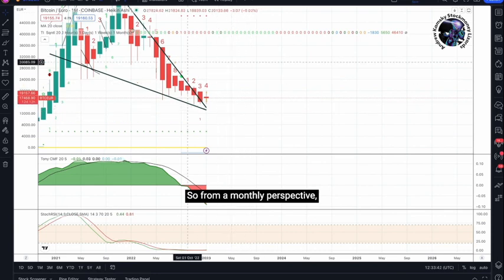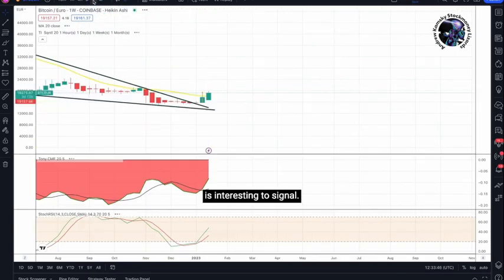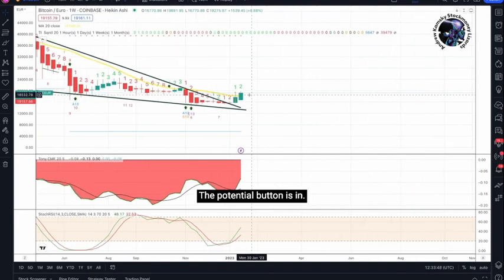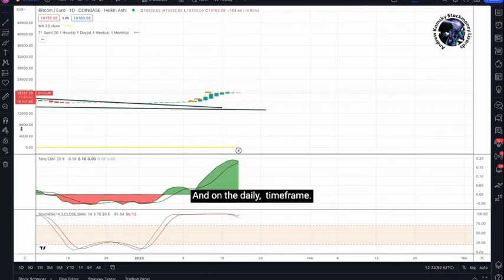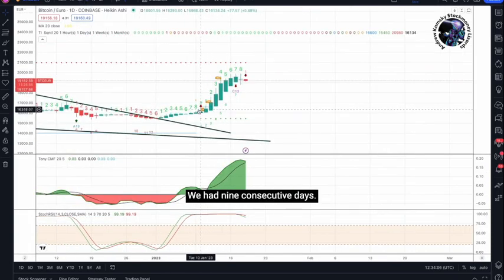So from a monthly perspective, the Tom DeMark indicator is interesting to signal a potential bottom is in. From the weekly perspective, there's no reason to believe that we cannot go up for 7 more weeks. And on the daily time frame, we had 9 consecutive days.